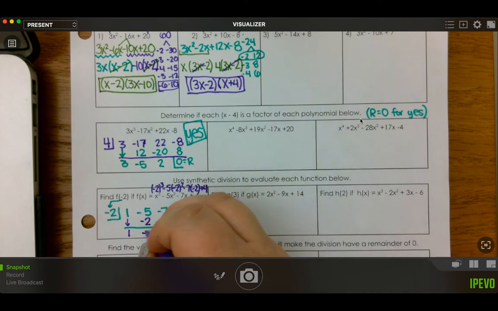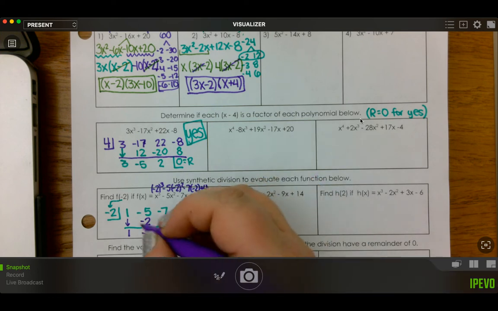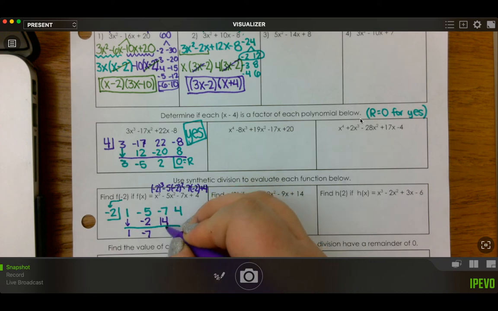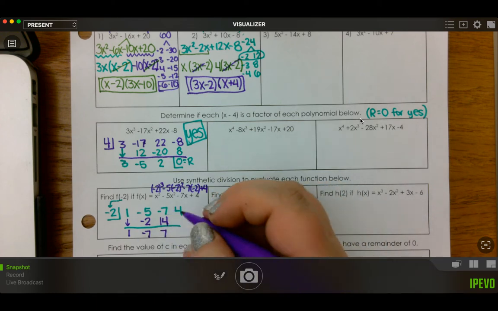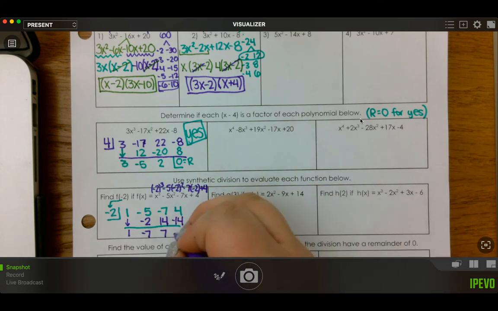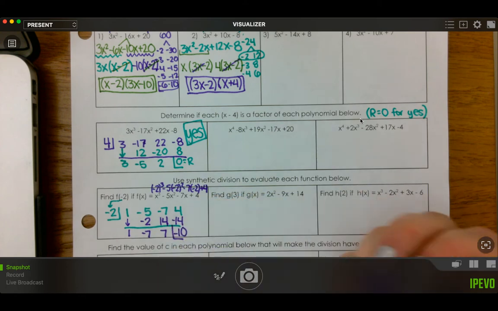That makes -7. Multiply that by the -2, and that's 14. Add these together. -7 plus 14 is 7. Times -2 is -14. And 4 minus 14 is -10. That is your remainder, so that is your answer.